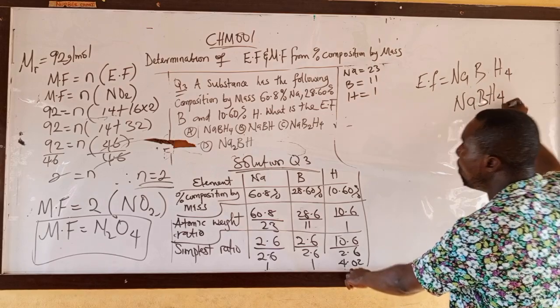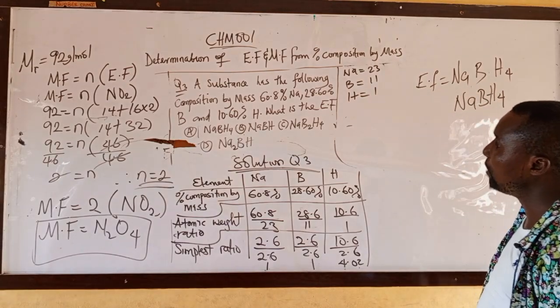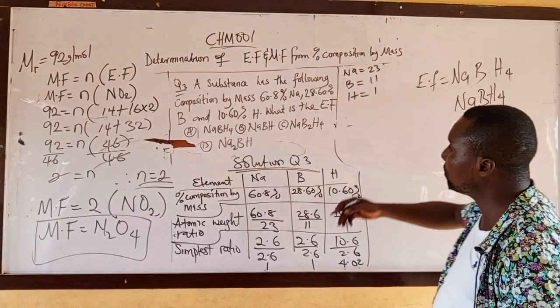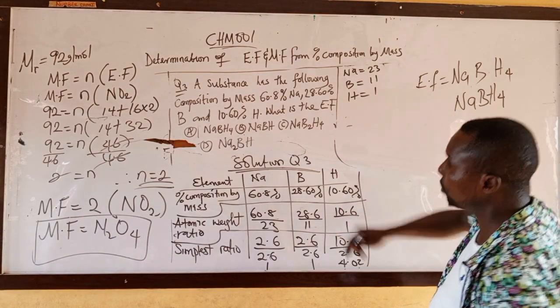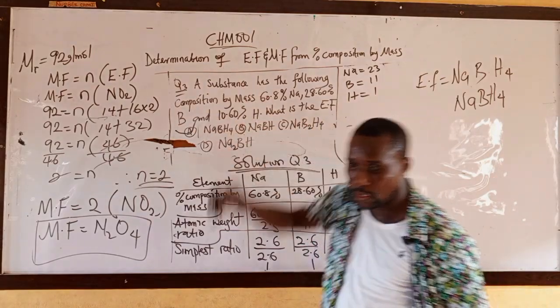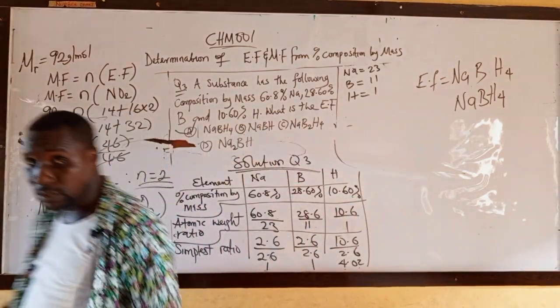Therefore, we have NaBH4. And what do they want you to calculate? The empirical formula, which is what option? Option A. Option A. Please take note.